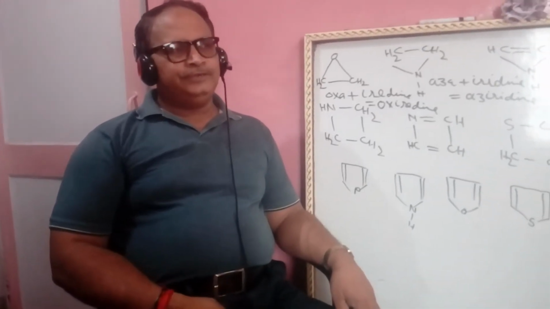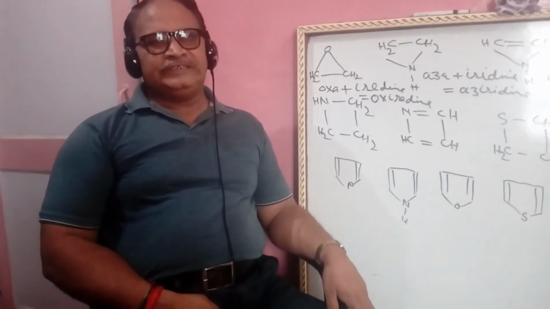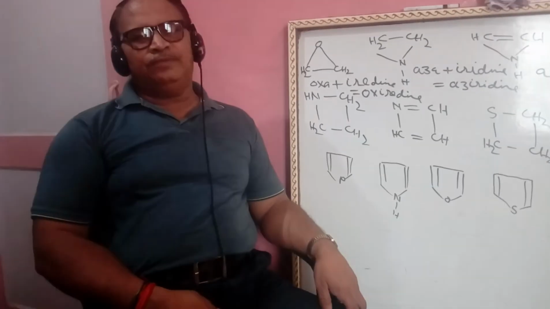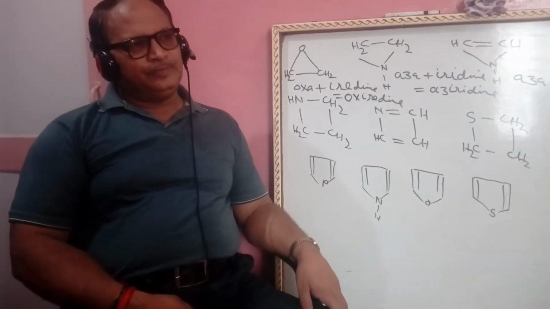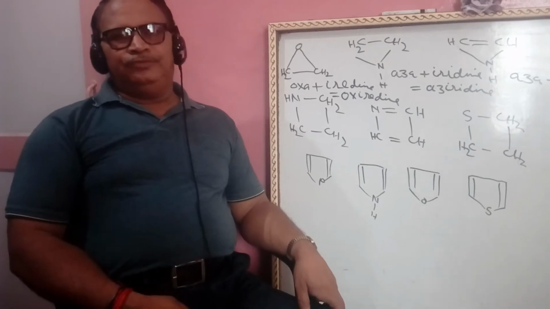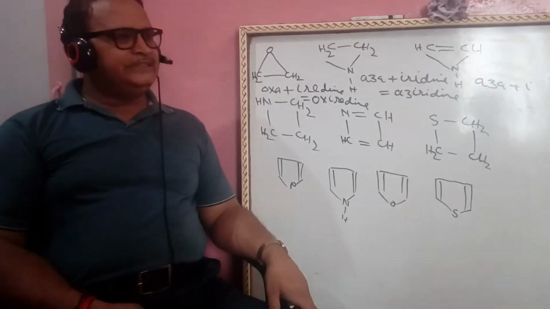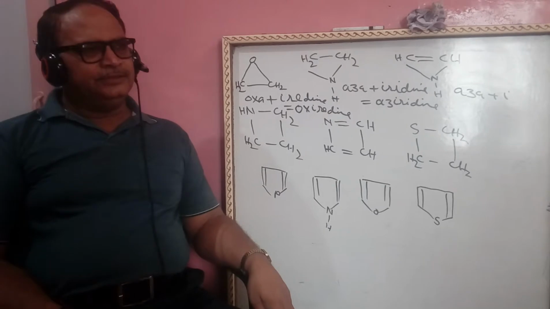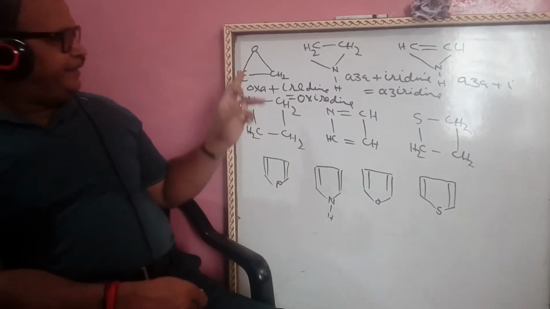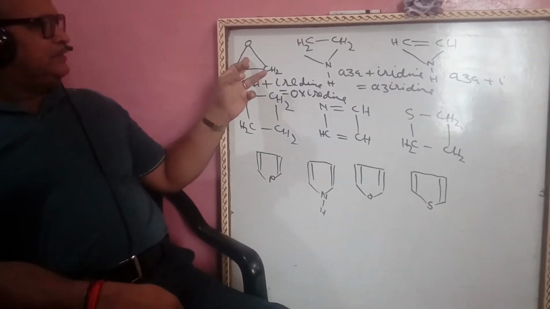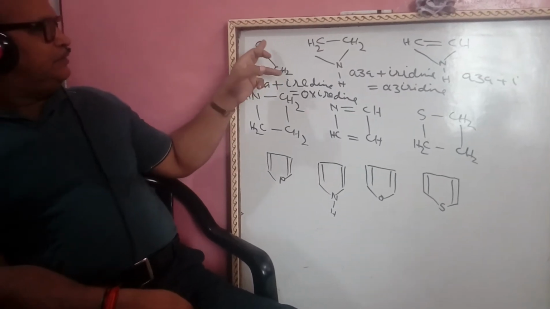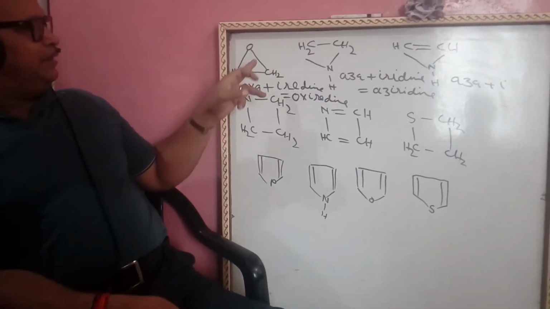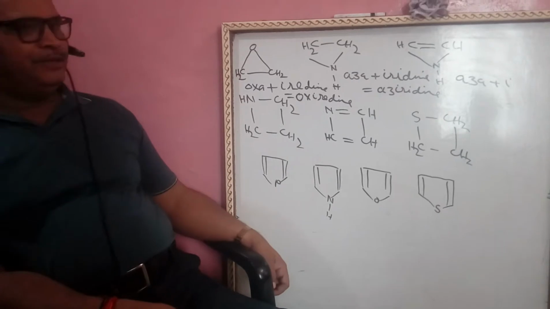So, dear student, we have discussed the systematic nomenclature system of heterocyclic compounds. And now we can understand this system with some important examples. So, first of all, we take this example. In this compound, you can see the heteroatom is oxygen and the ring is three-membered.